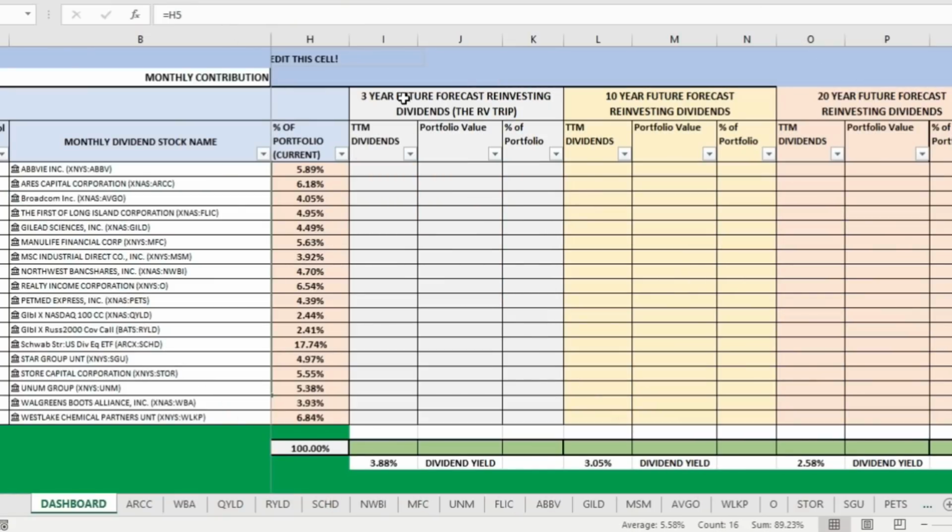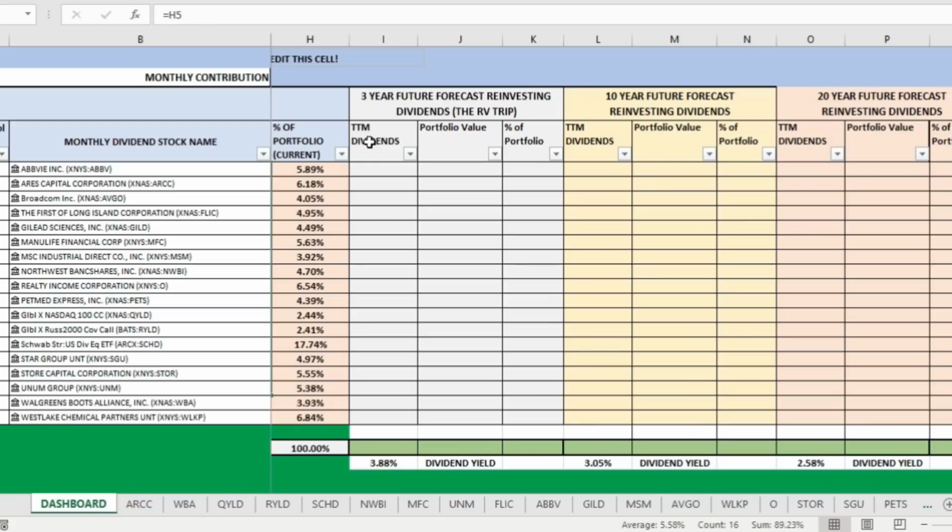So this will be interesting because I know that 3 years is not a long time to compound your dividends. So we're going to see if we can find some ways to kind of backdoor ourselves into the goals that I have for cash flow for this trip in 3 years. So 3 years, 10 years, and 20 years.